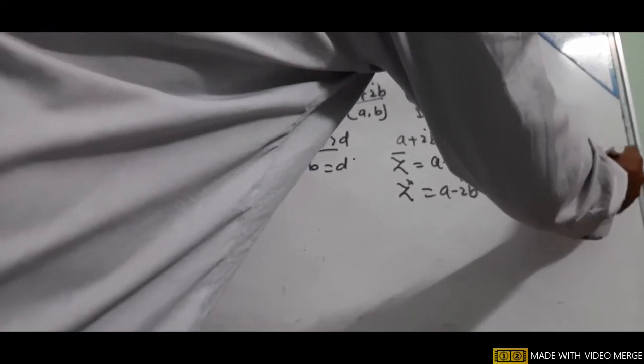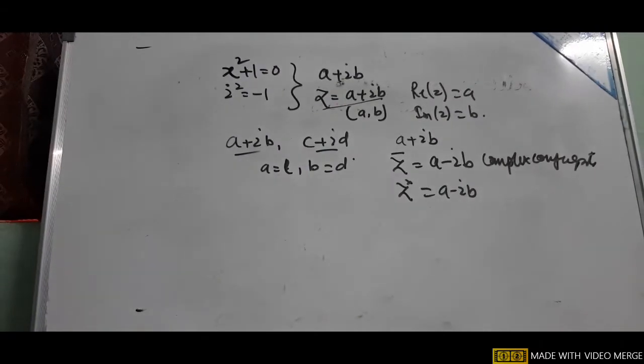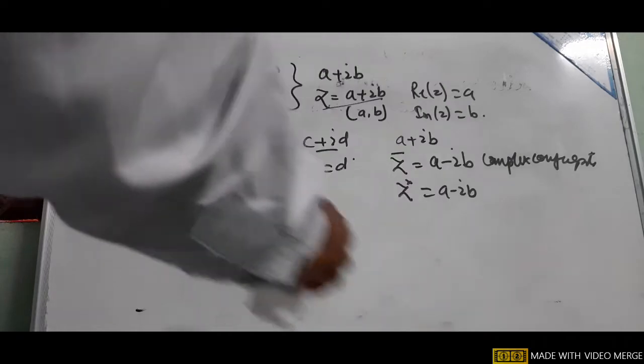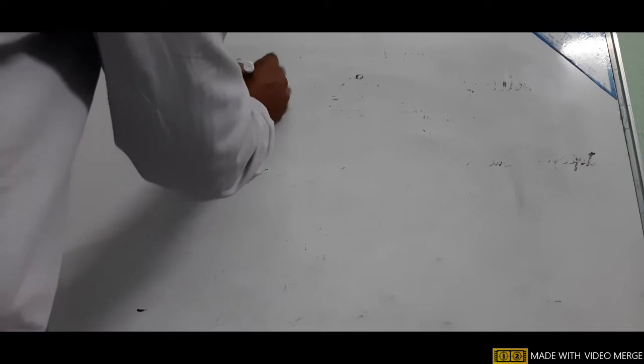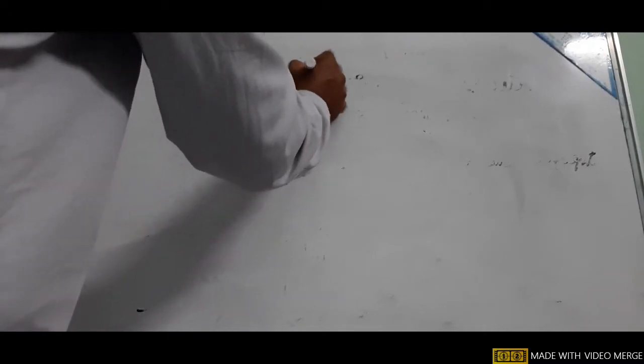That is the complex conjugate. This is known as the complex conjugate. So we'll be discussing some algebraic operations of these complex numbers.